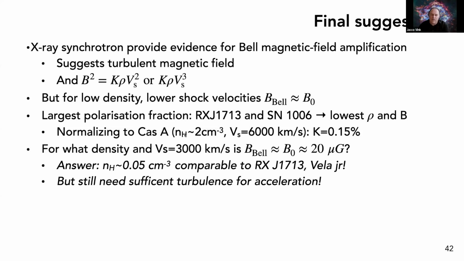If you now ask, when is the Bell-induced mode, 20 microgauss, comparable to what you expect for the compressed magnetic field of, say, the interstellar medium? The answer is that you need a density of around 0.05. And that is very comparable to the densities that we expect around RX J1713 and Vela Junior.